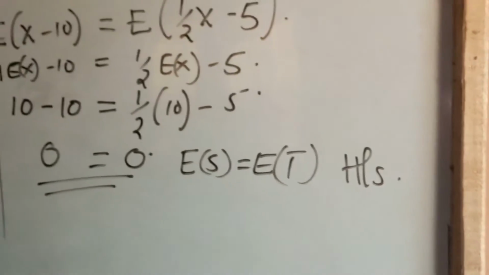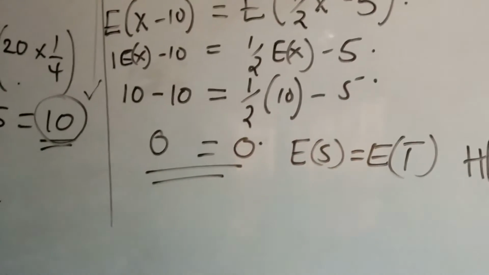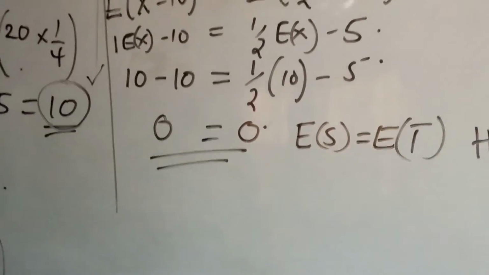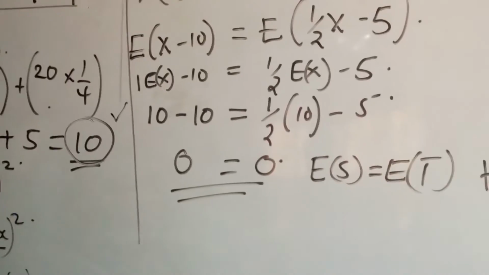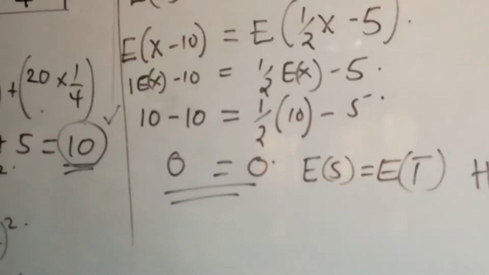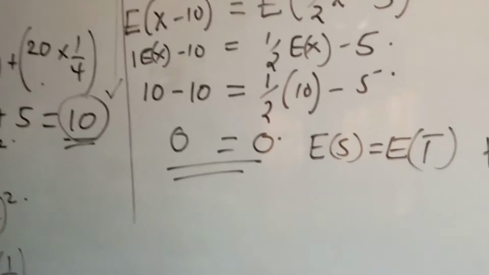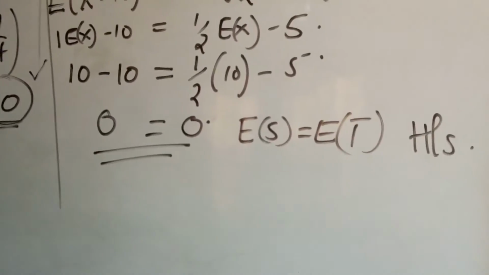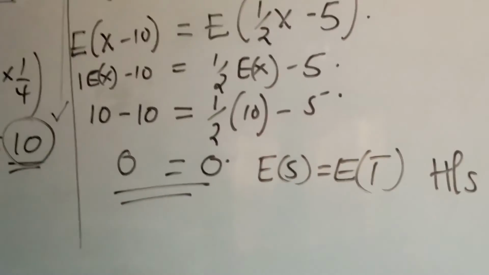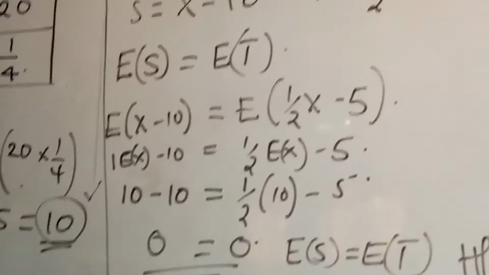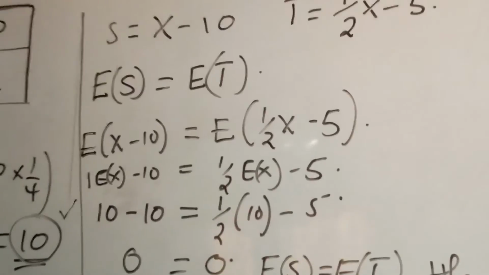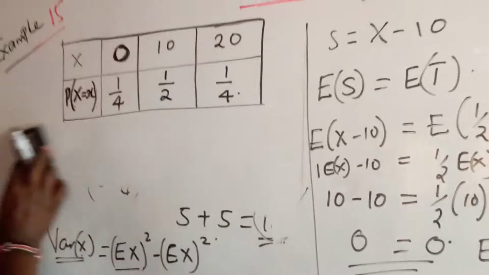And that is not the end of it. We should go ahead and calculate. We are told to find the variance of S and the variance of T. Let's clear something here.